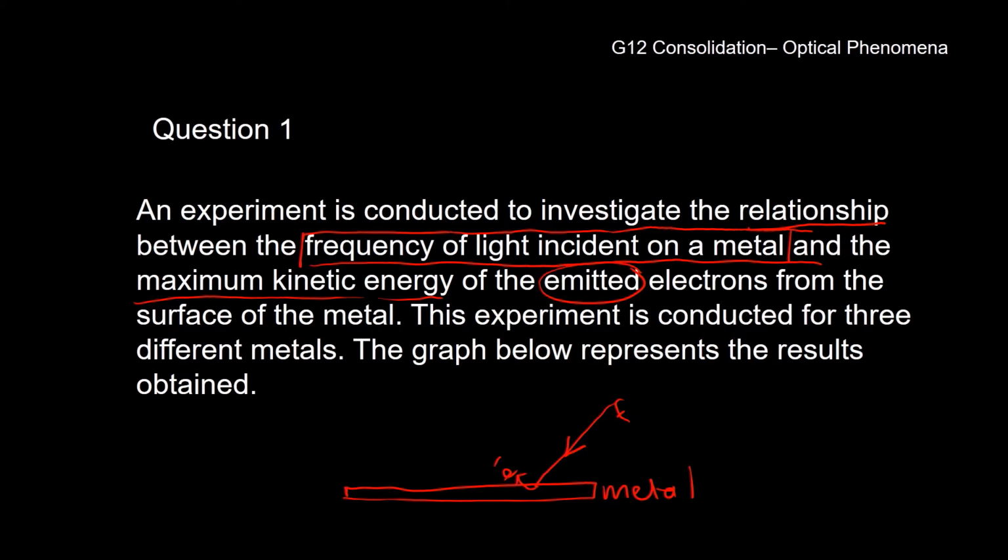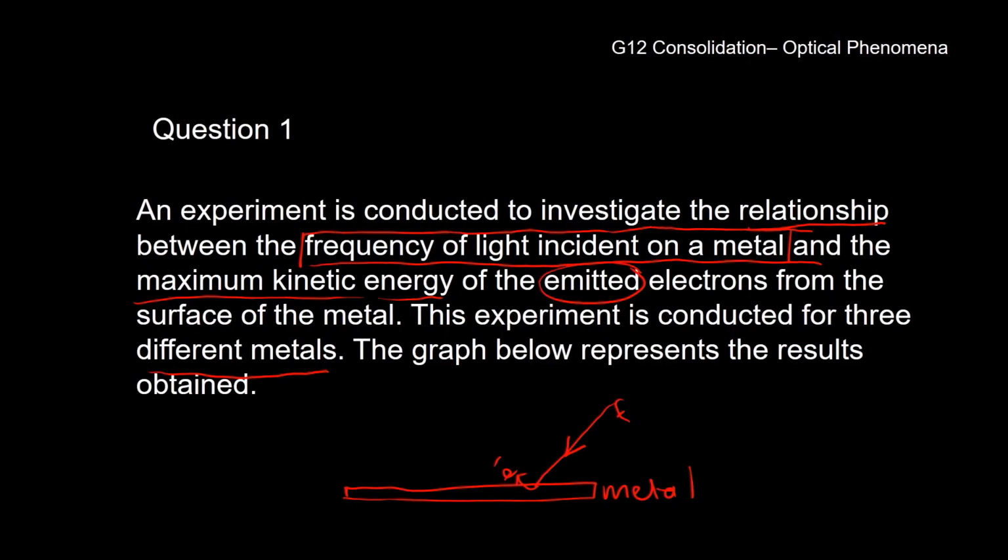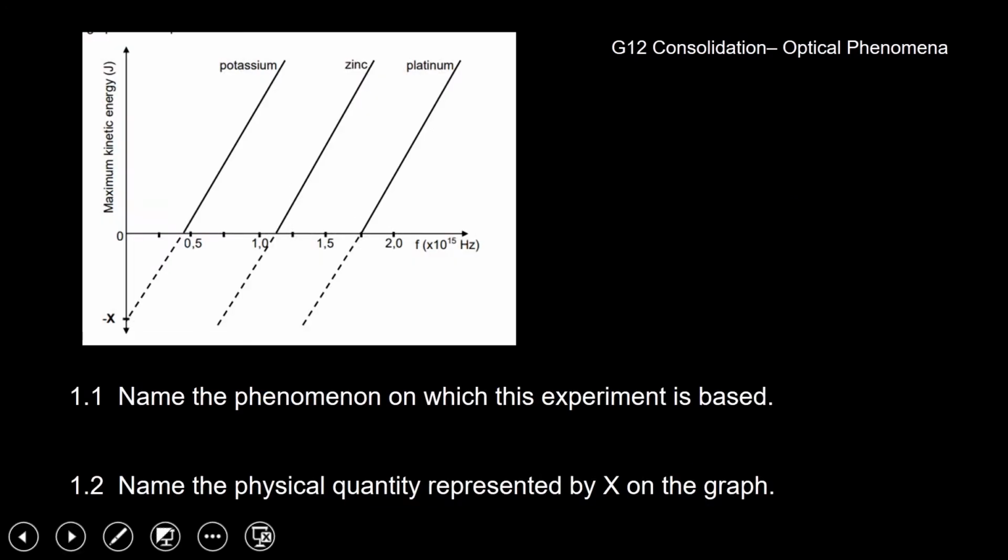This experiment is conducted for 3 different metals. If you remember back to what we've done before, each metal is going to have a very specific frequency of light at which electrons can be emitted from its surface. So different metals, you're going to get 3 different results. The graph below represents the results obtained. So let's check out that graph.